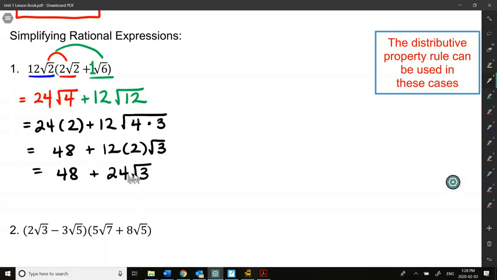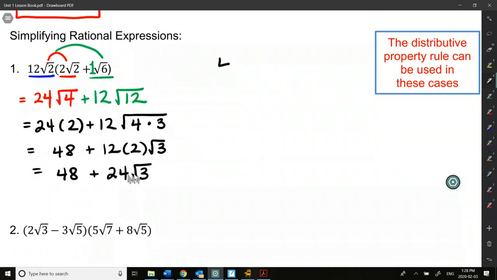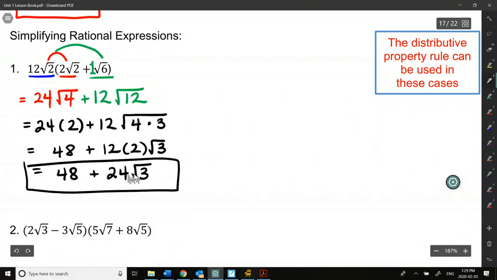Should I add 48 and 24? If I have 24 root 3 and 48, I can't actually add those together. I can add 48 root 3 and 24 root 3, but I can't add 48 and 24 if the 24 has a root 3 on it. So this is actually our final answer. Any questions on any of the steps here? How did you go from this step to this step? Where did this number come from? Anything at all? We're all okay?